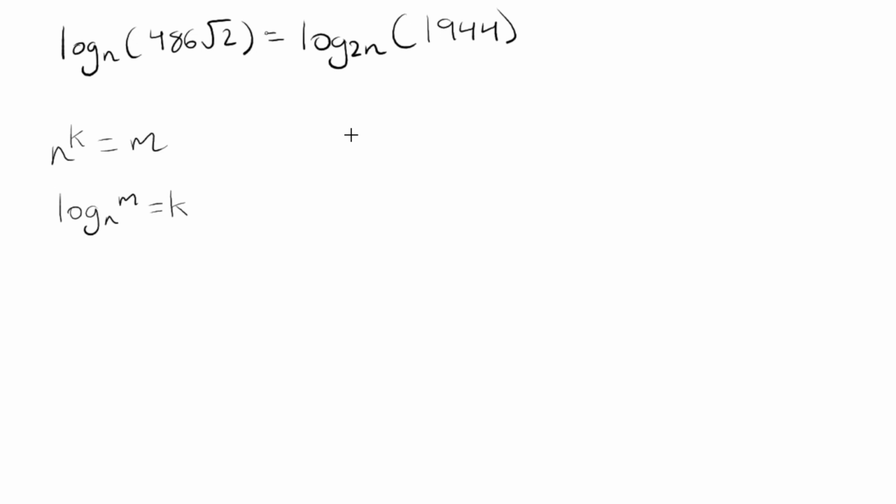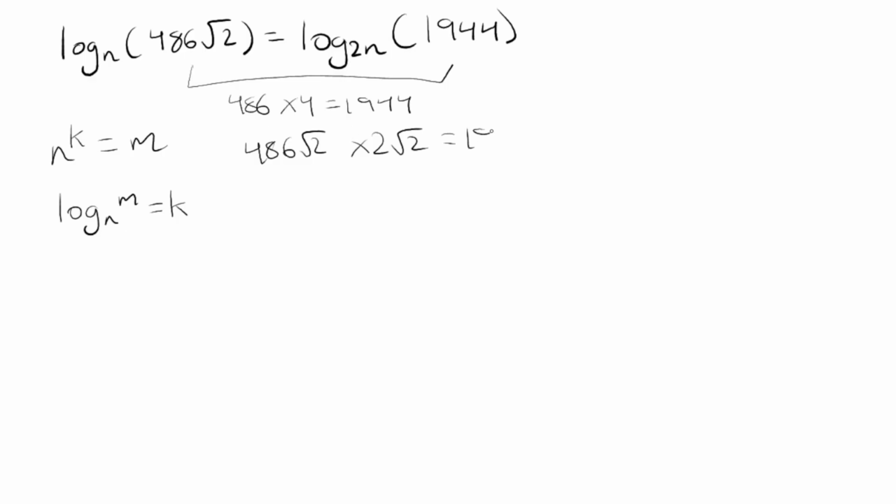And usually when they give only two numerical values in contest questions, you might be able to find something to relate these two, right? So you might notice that 486 times 4 is 1944, right? But we have this root 2, so we're saying 486 root 2. Instead of 4, it'll be times 2 root 2 that will get us to 1944. So that's just something to keep in mind.